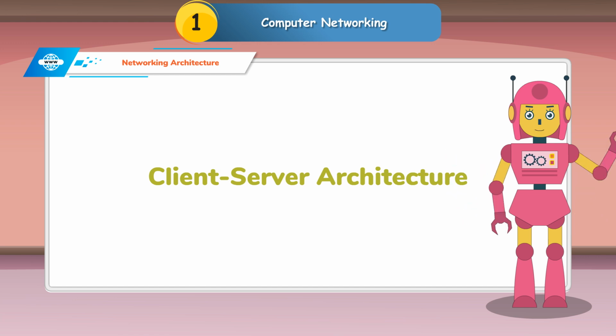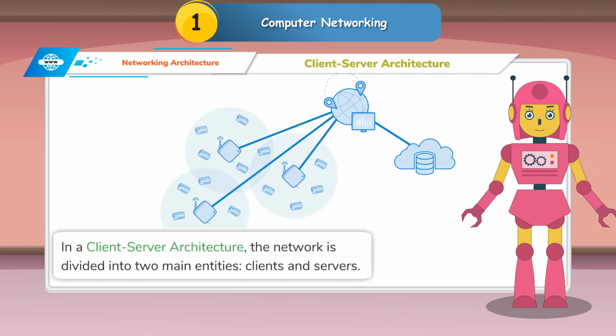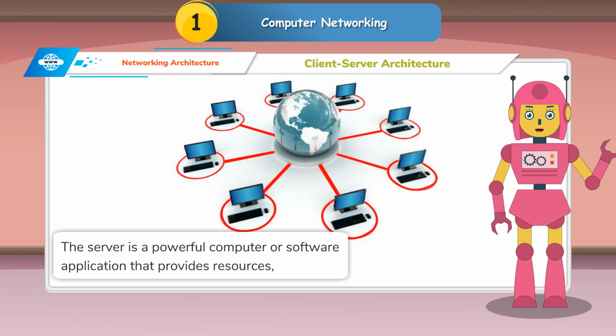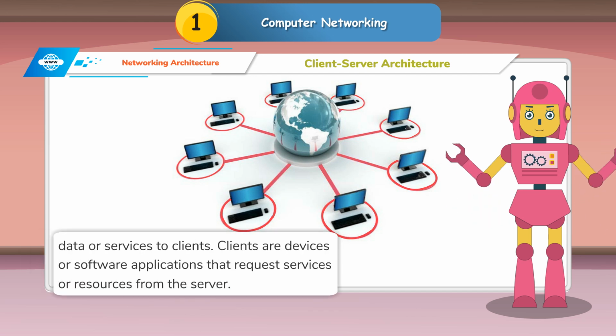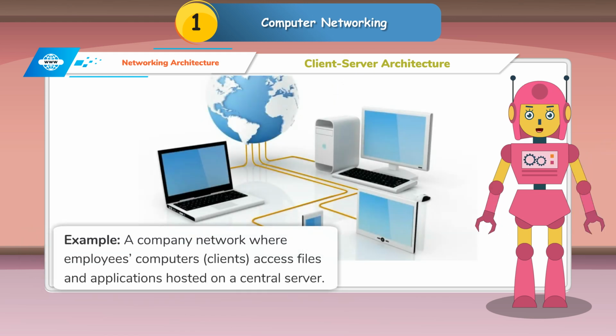Client-server architecture. In a client-server architecture, the network is divided into two main entities, clients and servers. The server is a powerful computer or software application that provides resources, data, or services to clients. Clients are devices or software applications that request services or resources from the server. Example, a company network where employees' computers, clients, access files and applications hosted on a central server.